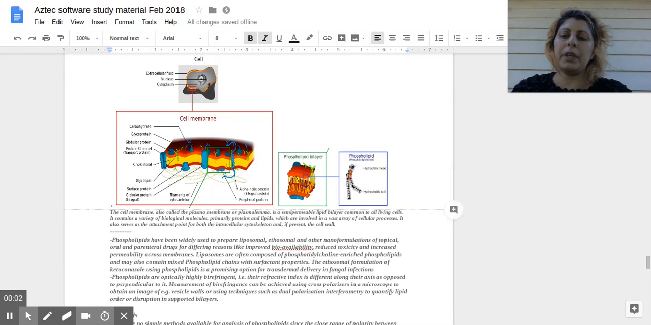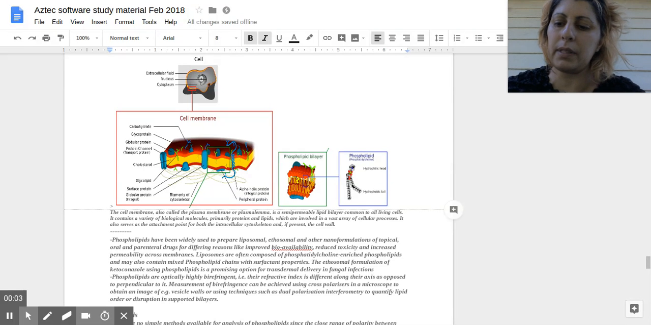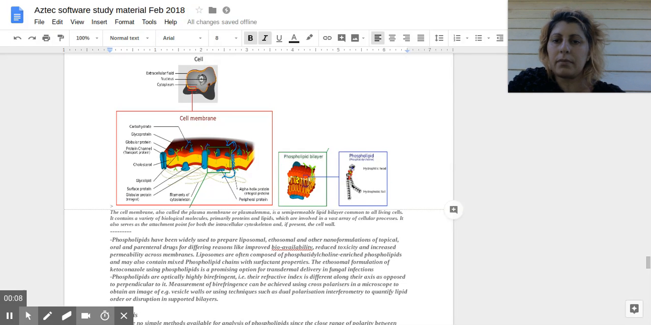Hi, so we're continuing with my notes for life science and cell biology in a nutshell. We're learning about the cell membrane.